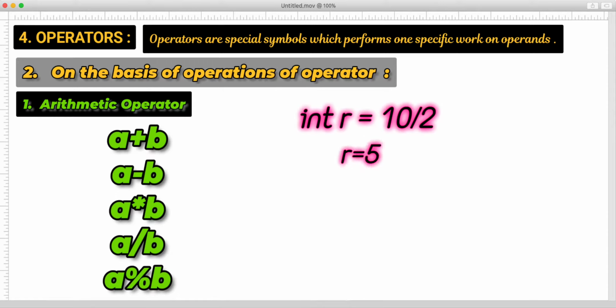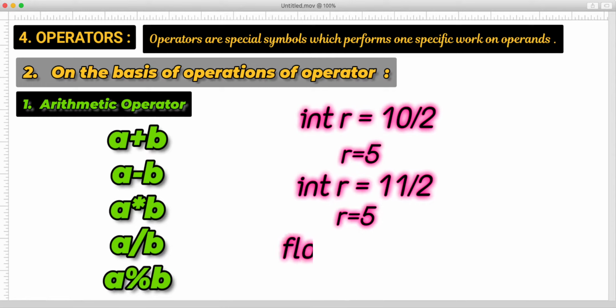But when we initialize it with 11 by 2, then also it will be equal to 5. But 11 by 2 is equal to 5.5. But r will be initialized with 5 only, because the data type of r is int. And suppose we declare variable r with float data type. Now here, when we initialize it with 11 by 2, then r will be equal to 5.5.